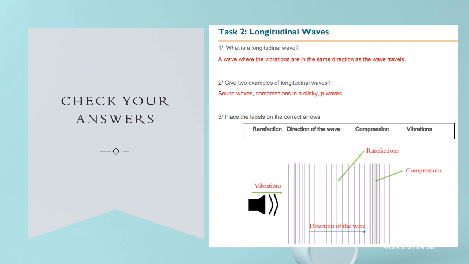Place the labels on the correct arrows. The speaker will be producing vibrations. The blue arrow is showing us the direction of the wave. Then we have two areas, one where the waves are close together, this is a compression, and one where the waves are spread out, this is a rarefaction.